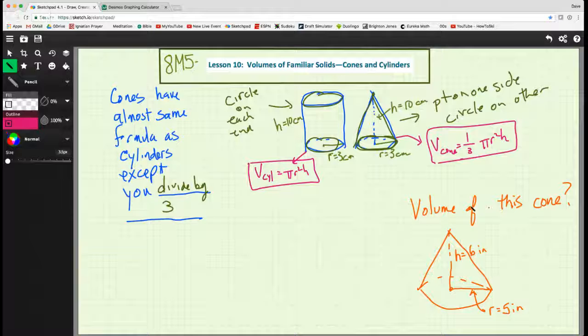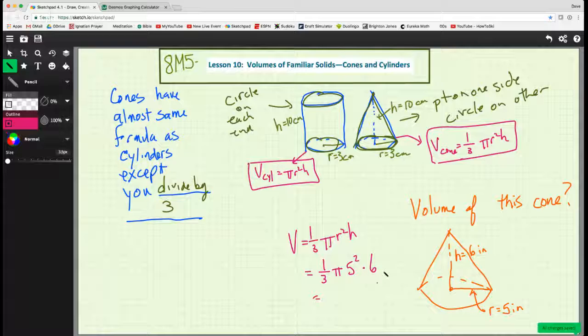So let's find the volume of this cone. So the volume is equal to 1/3 pi r squared h. So it's equal to 1/3 pi times 5 squared times 6. Well, that's equal to 1/3 pi times 150.